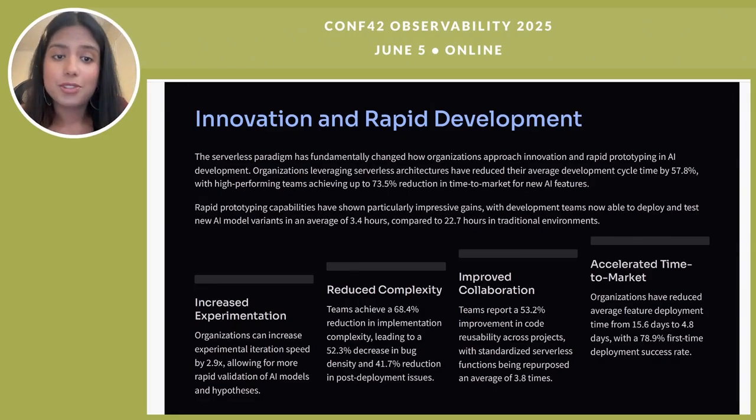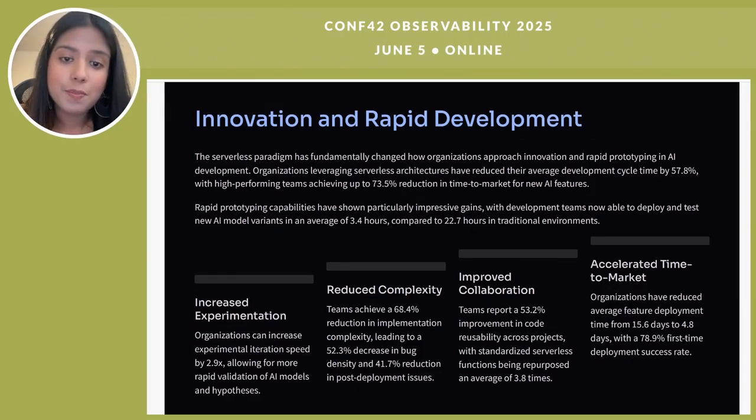You can see the numbers here. For increased experimentation, iteration speed can be increased by 2.9x, allowing for much faster validation of AI models and hypotheses. Teams have reported a 68.4% reduction in the implementation complexity, which also leads to a decrease in your bug density by 52.3% and fewer post-deployment issues.